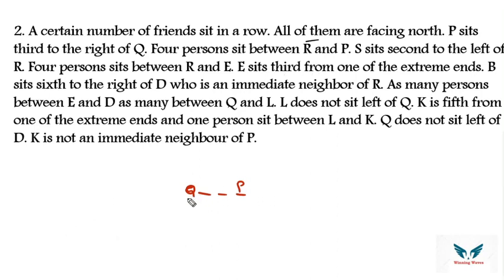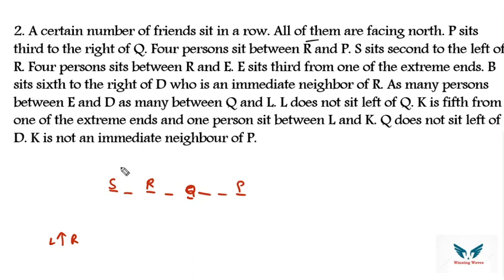4 persons between R and P, meaning towards the left of P or to the right of P. So let's take one possibility. So 1, 2, 3, 4. So here you can put the person called R. Make sure that this is left and this is right. Then 4 persons between R and P. S sits second left of R. So R first left, second left. Here you can fill with the person called S.